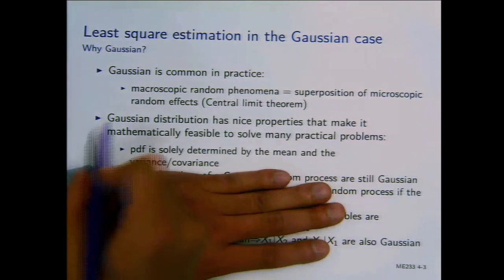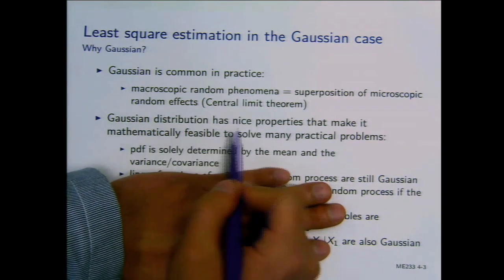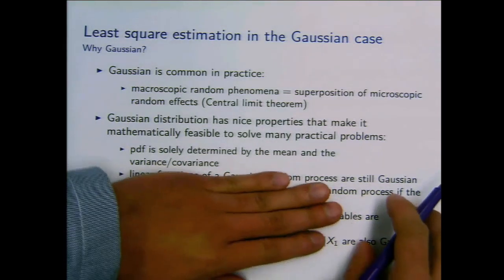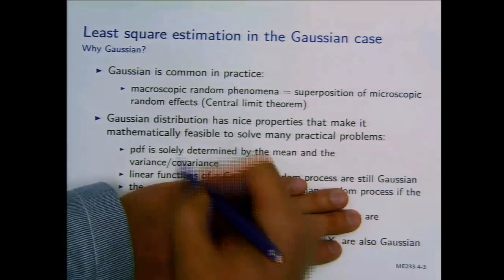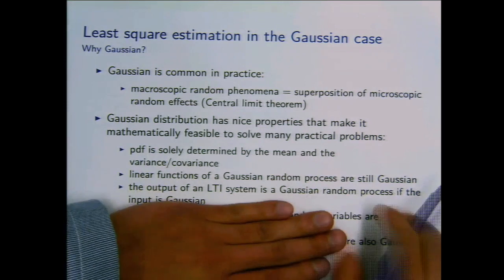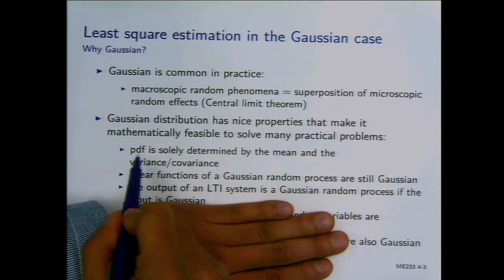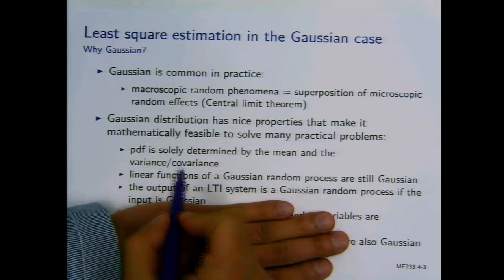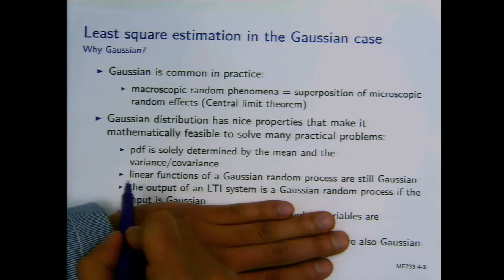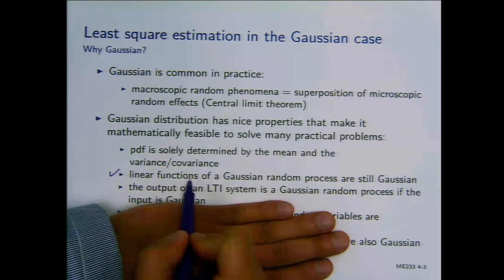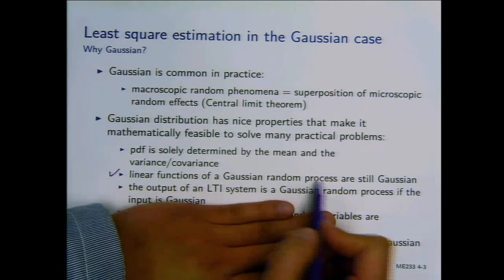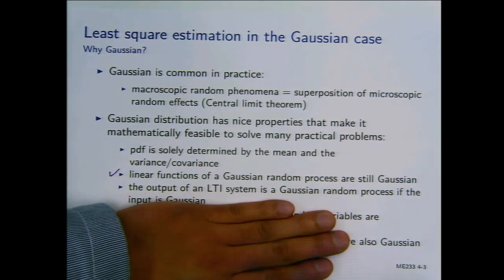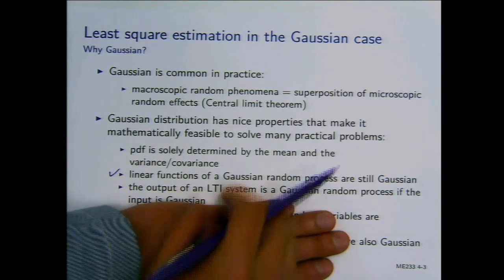And the second reason is that Gaussian has very nice properties that make it mathematically feasible to solve many practical problems. I will give you the intuitions for these points. First of all, the PDF of a Gaussian is solely determined by the mean and the variance. We have learned the PDF of a Gaussian. Then, this is very important. Linear functions of a Gaussian random process are still Gaussian. If you filter a Gaussian random process through a linear system, the output is Gaussian.